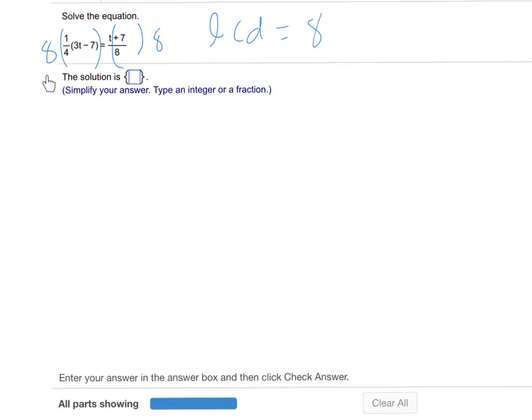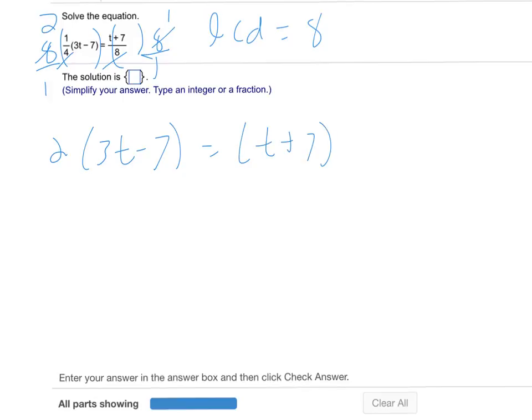And so, here you want to multiply 8 times a fourth. You can put the 8 over 1, 4 going into 8 2 times. And here 8 will go into 8 1 time. So you have 2 times 3t minus 7 equal to t plus 7 times 1. So I just multiplied 8 times a fourth and got 2. 8 goes into 8 1 time, leaving me with t plus 7. And this will be 6t minus 14 equal to t plus 7.